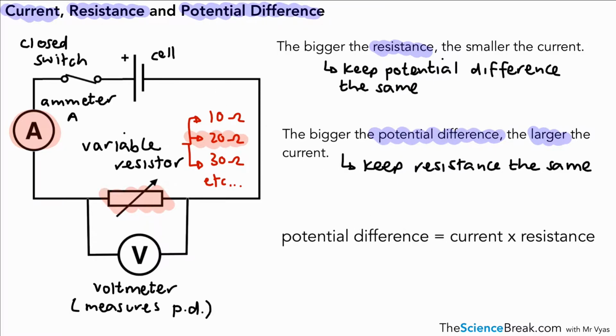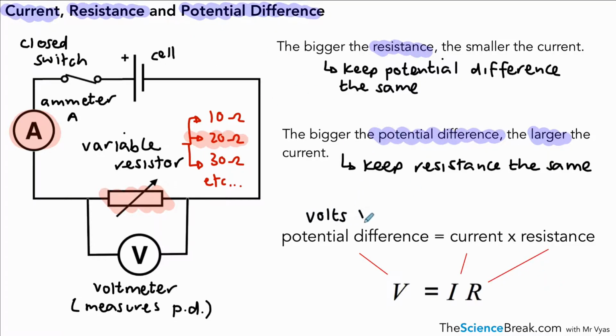We need to know the relationship between these three as an equation. So here's our equation that we need to know and remember, and it's potential difference is current times resistance, and these are the symbols for each of those. So the potential difference is V, current is I, and resistance is R. And we need to know the units for each of these.